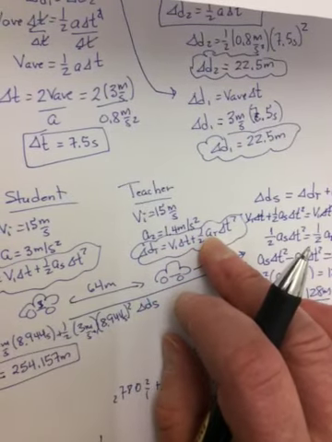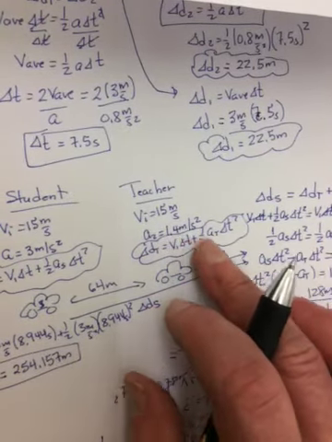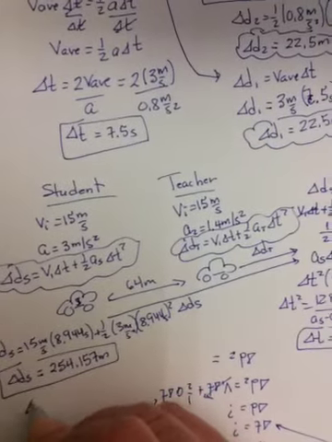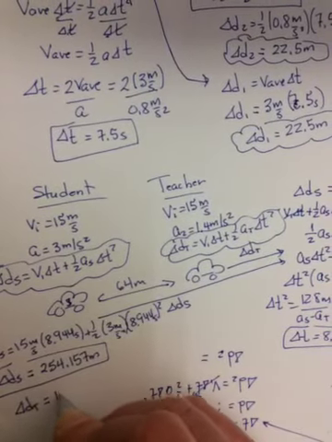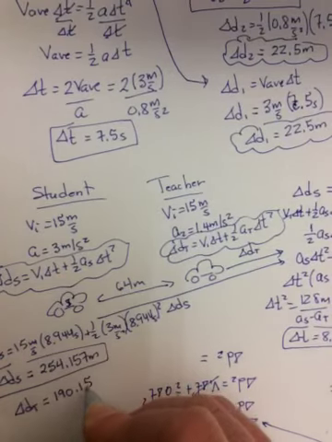Okay? And now you do the same thing for the teacher. The only thing that's different is her acceleration is 1.4. And when you do it for the teacher, you get 190.157 meters.